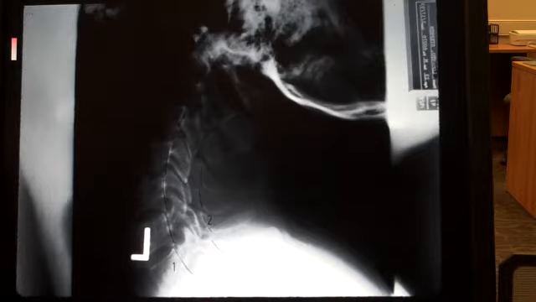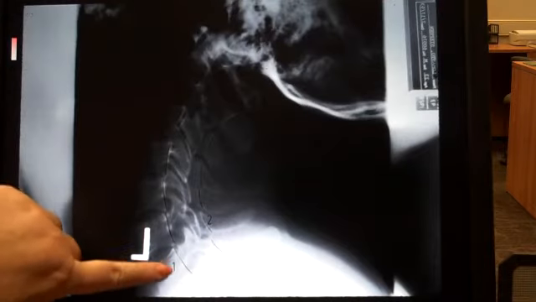Today we're looking at the extension view, lateral cervical extension. So the head is in full extension, and we're comparing three things, similar to the flexion view, except on the flexion we had four things. These are numbered on this film.